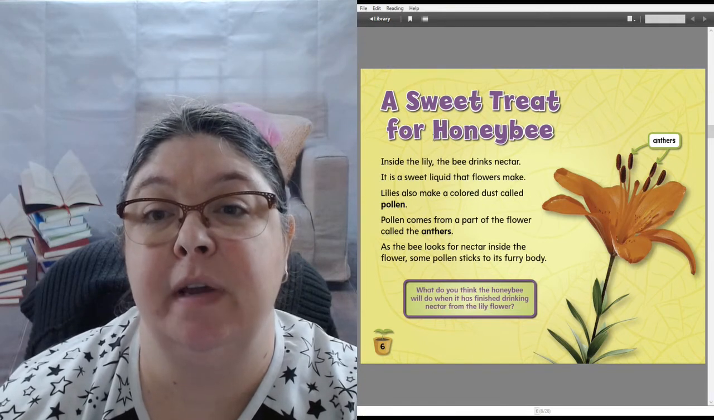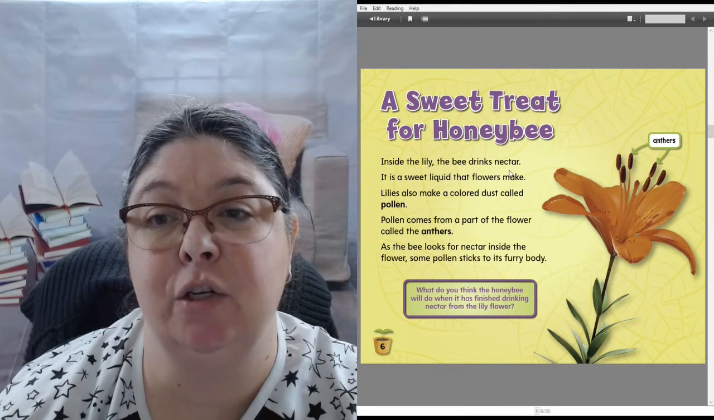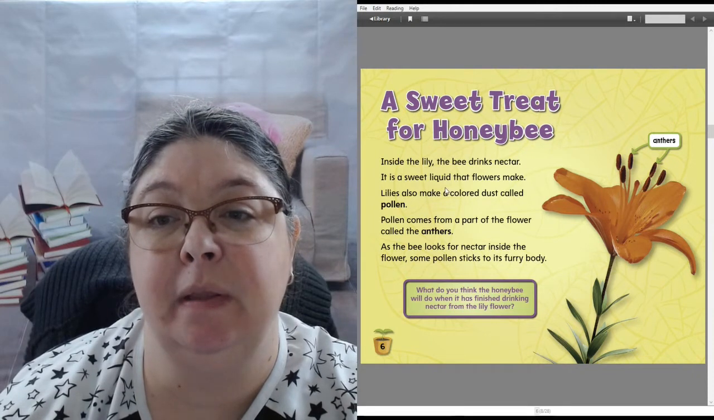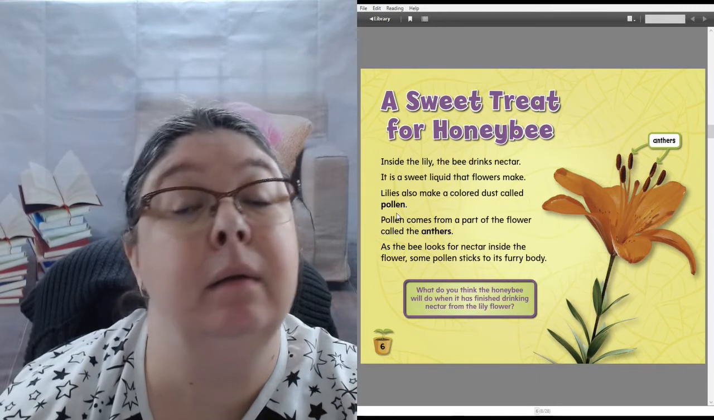A sweet treat for the honeybee. Inside the lily, the bee drinks nectar. It is a sweet liquid that flowers make. Lilies also make a colored dust called pollen.